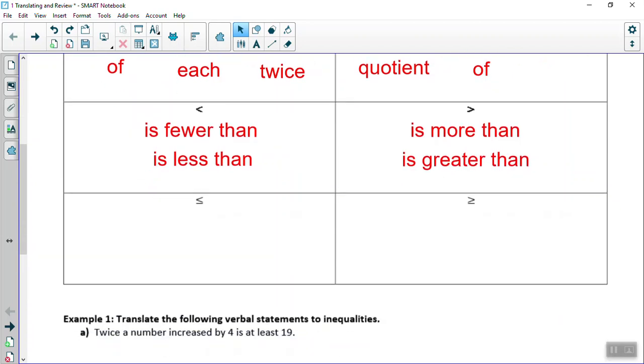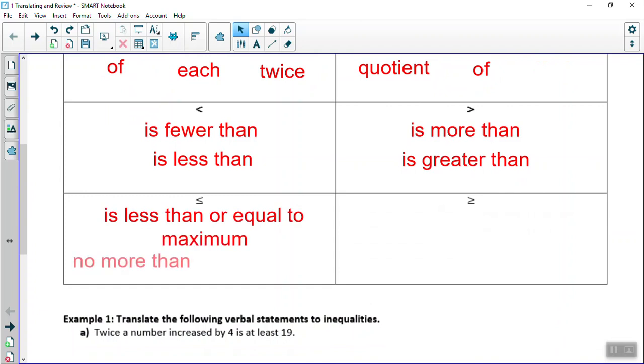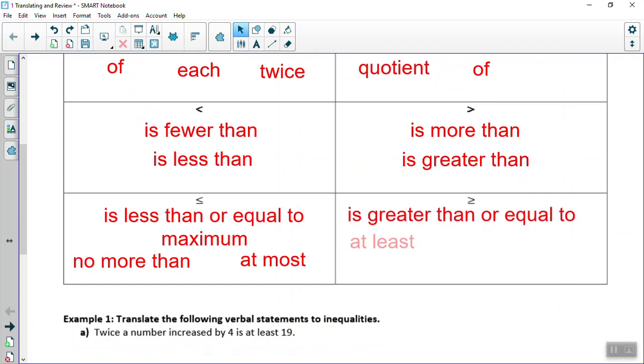Alright, then we have these two, which are the less than or equal to, and greater than or equal to. But we also can see these listed as maximum, no more than, or at most. So these are key ones here that we will definitely see throughout our work. All right, and then is greater than or equal to, at least, no less than, and minimum.